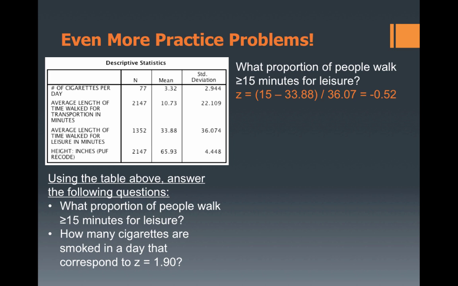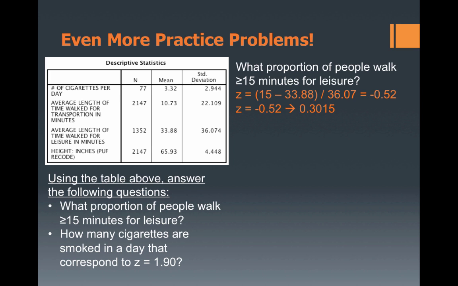And that corresponds to a z-score of negative 0.52. So we're seeing that somebody who walks 15 minutes or less is walking less than average. Not only can we just compare that 15 minutes to the mean, but we see that our z-score is a negative number, so that's less than the average. But since we wanted to know the proportion of people that walk, we have to convert the z-score to proportion. So once we have that z-score, we then look at our z-score table to find the corresponding proportion. And we have 0.3015.